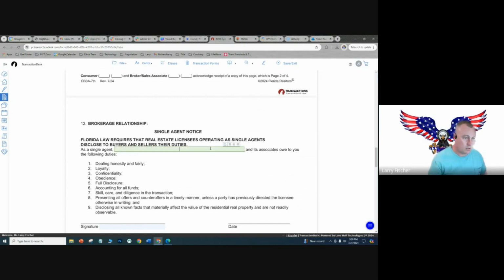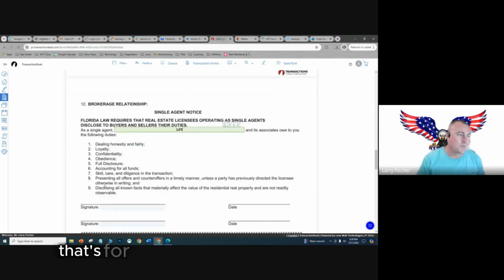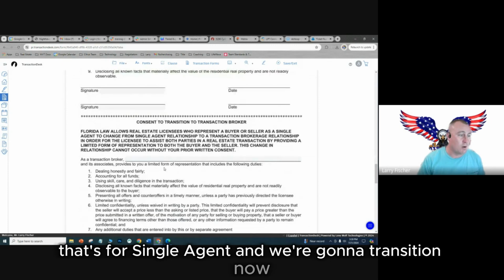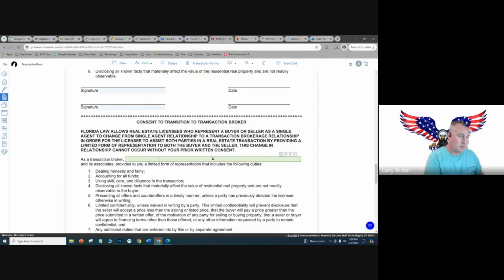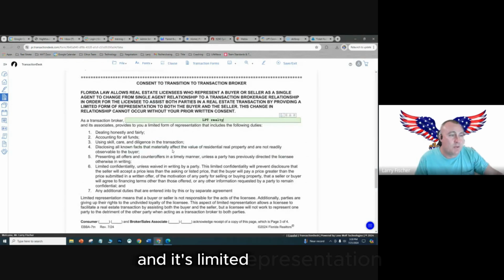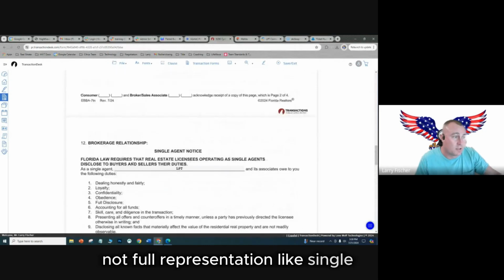Now, single agent, LPT. That's for single agent, and we're going to transition now to a transaction broker. And it's limited representation, not full representation like single agent.